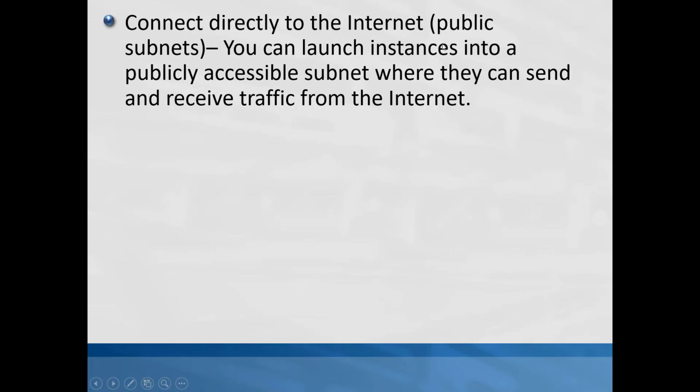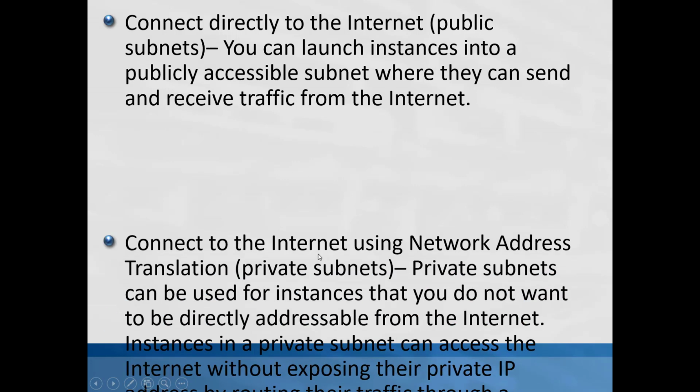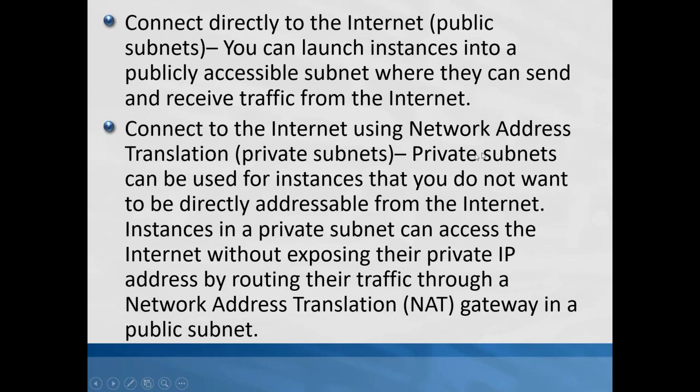So connect directly to the internet, public subnets. You can launch instances into a publicly accessible subnet where they can send and receive traffic. So connect to the internet using NAT as well, network address translation. Private subnets can be used for instances that you do not want to be directly addressable from the internet. Instances in a private subnet can access the internet without exposing their private IP address.